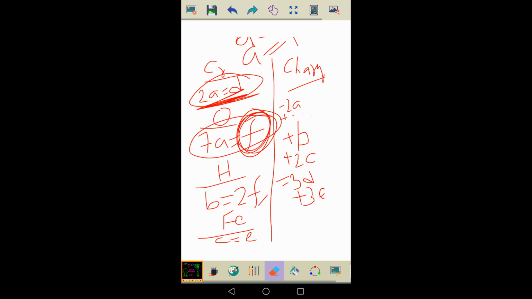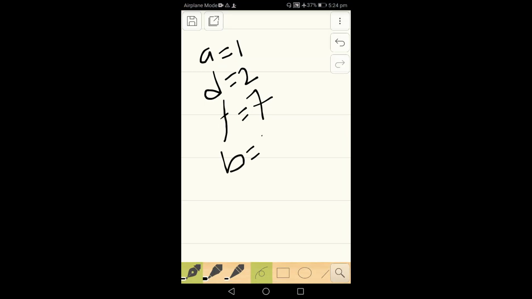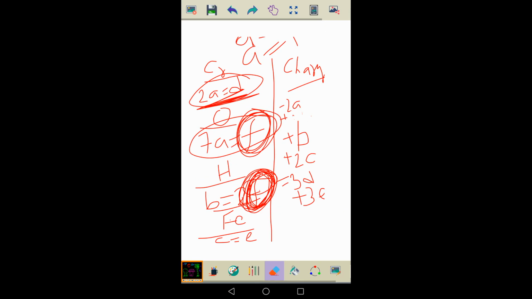Now if F is 7, look at hydrogen. Then B will be equal to 7 into 2, which means 14. So B will be equal to 14. Look, we are getting all numbers one after another. Now we are still left with E and C. But E and C are equal, so we can put the values here and solve the equation to get either E or C.